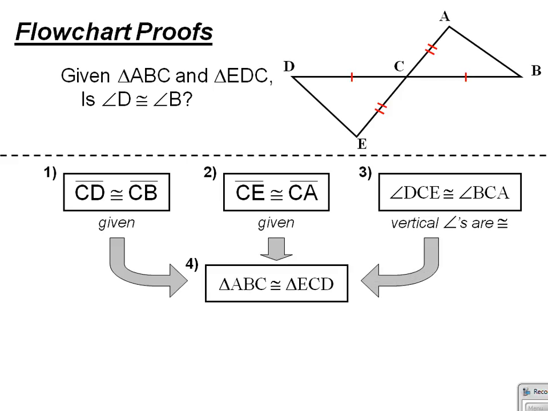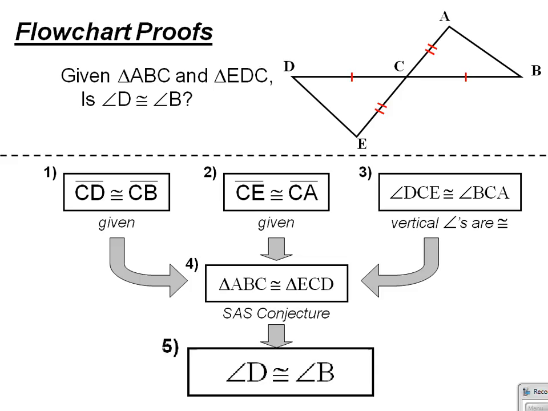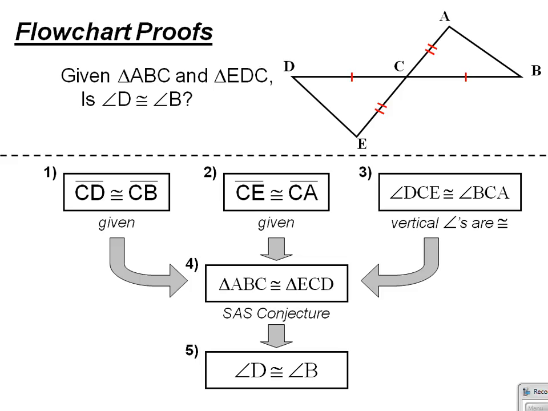In this case, these three facts together are used to prove that triangle ABC is congruent to triangle ECD. Actually, that should be triangle EDC. Well, anyways, these two triangles are congruent based on the side-angle-side congruency conjecture. And from that congruency statement, we can therefore conclude that angle D is congruent to angle B because corresponding parts of congruent triangles are congruent, or CPCTC for short.